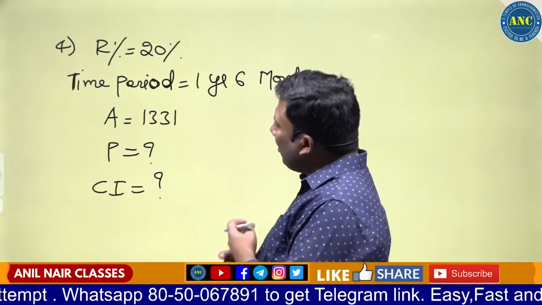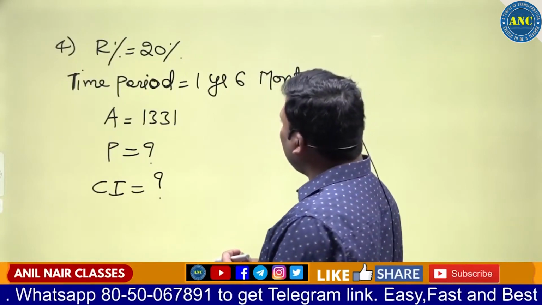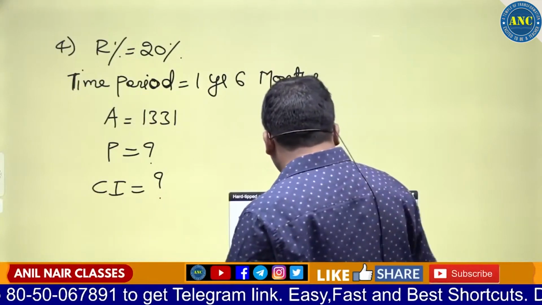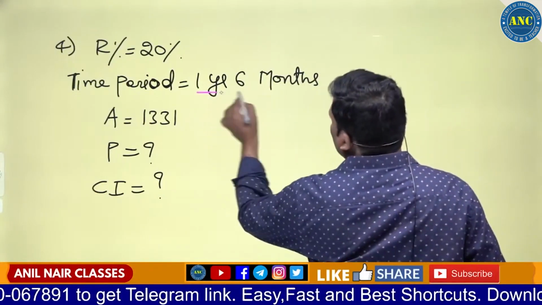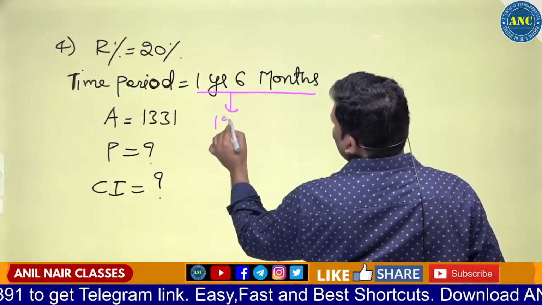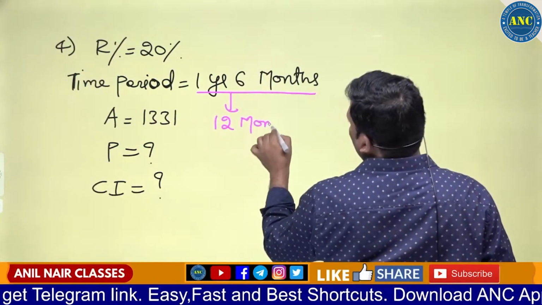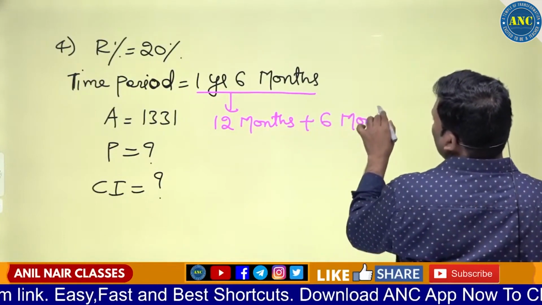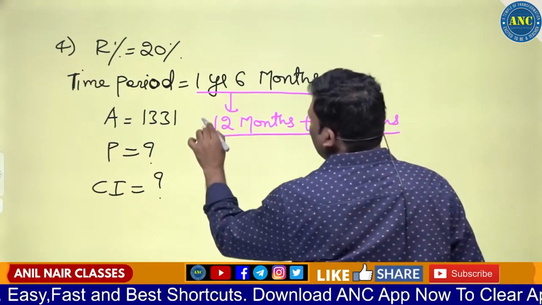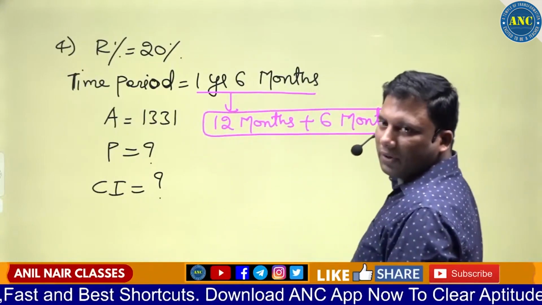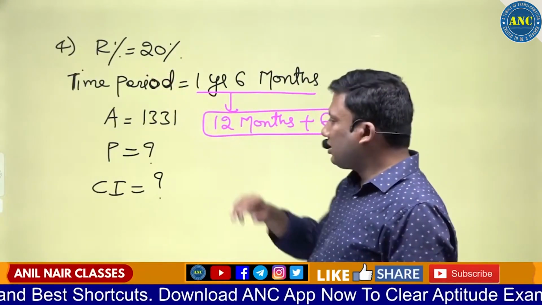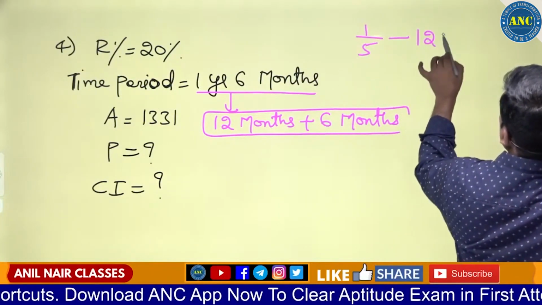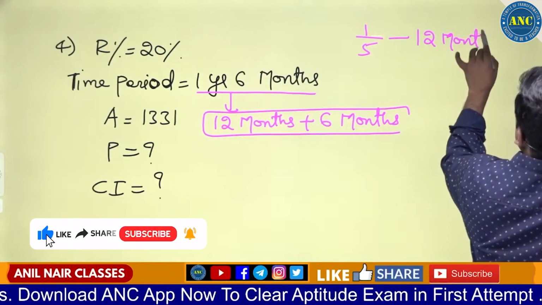R is 20 percentage, time period 1 year 6 months. Amount is 1331. For 1 year, first year, totally 12 months I have to take. Second year only 6 months I have to take. 12 months plus 6 months. Rate of interest is given for 12 months. 20 percentage is 1 by 5.